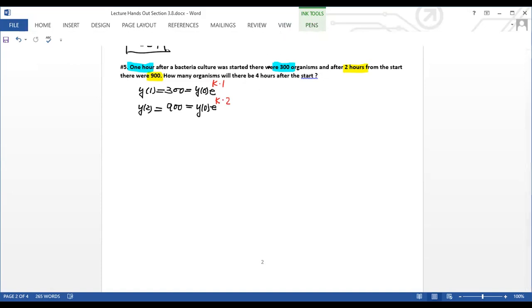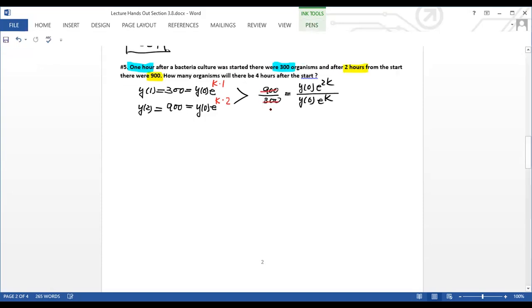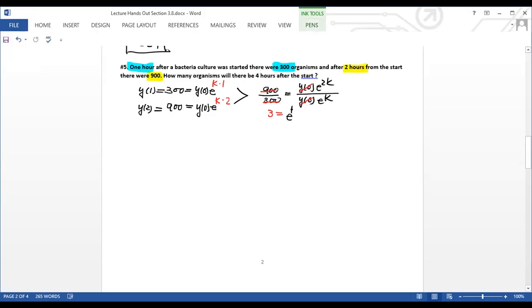This one is easy. I can do a ratio: 900 over 300. The 900 is Y0 e to the 2K, and the 300 is Y0 e to the K. So 3 is equal to, boom, boom, this cancels, and I have 1 e to the K. So what is K? K is equal to the natural log of 3.